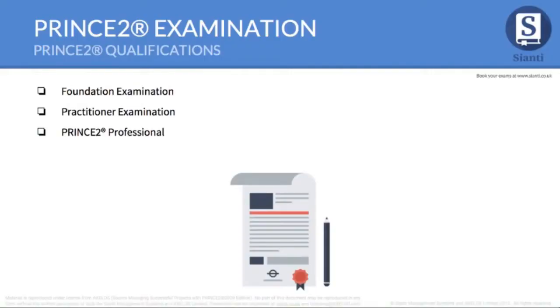enterprises. Prince2 qualifications: there are 3 levels of qualification in Prince2. A foundation examination, which tests a basic knowledge of the method in terms of its vocabulary, the structure of the method and who does what. That is intended to allow someone to work in a Prince2 environment effectively as a member of the project team.